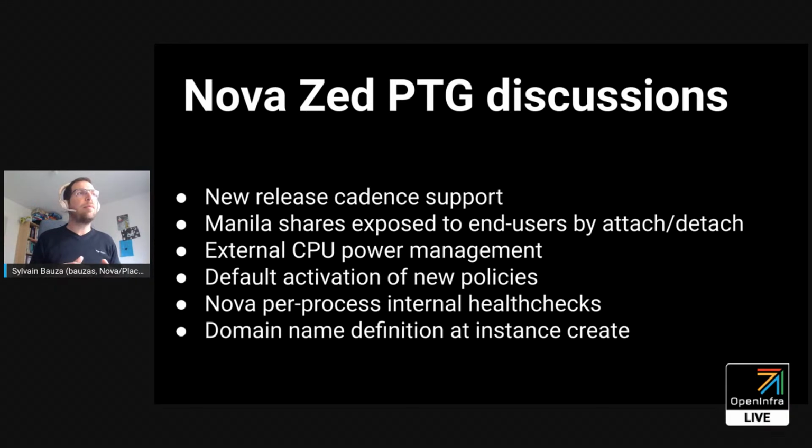One point again is about the per process internal health checks. What we could do is to have some health checks for internal services. And the last one will be about how to provide a new API microversion, for instance creates, by providing a new domain name. But again, go to the PTG, and that's why I'm asking. Next slide, please.